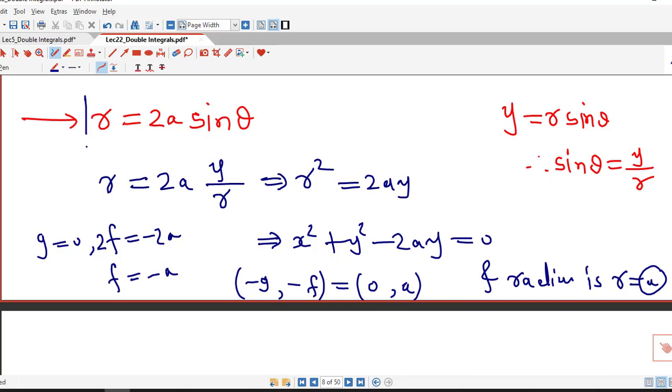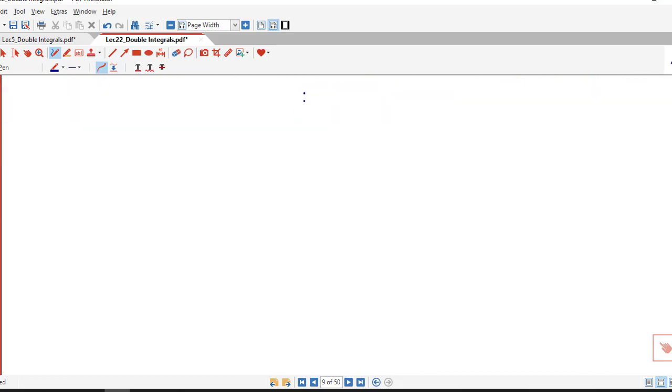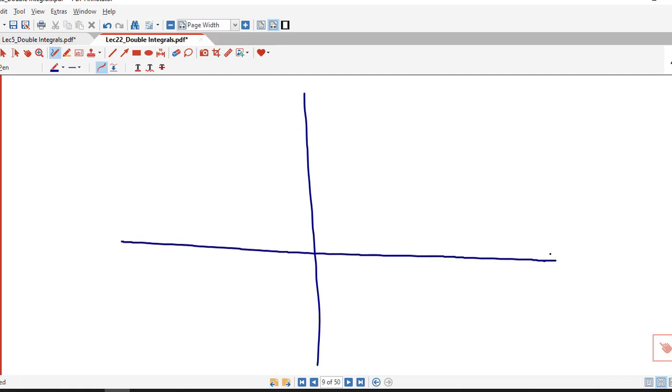So this is the equation of a circle with center (0, a) and radius a. So the center is on the y-axis now instead of the x-axis. The center of this circle is on the y-axis. So we can roughly sketch it.